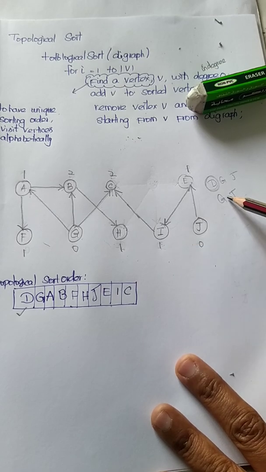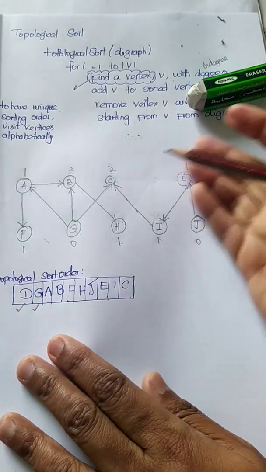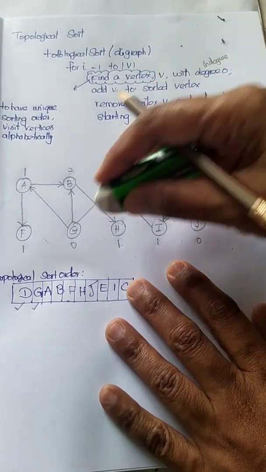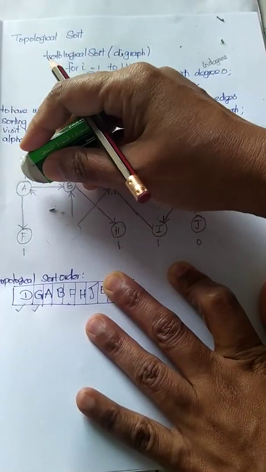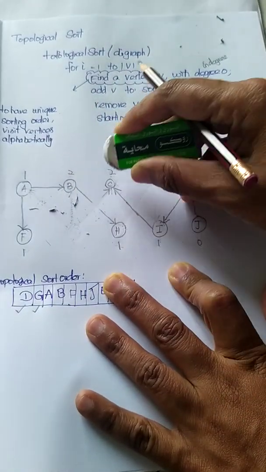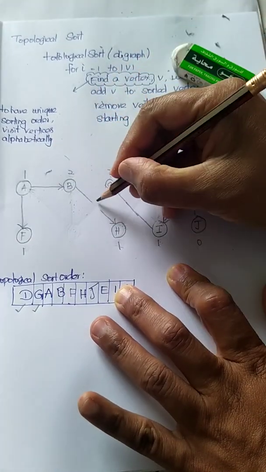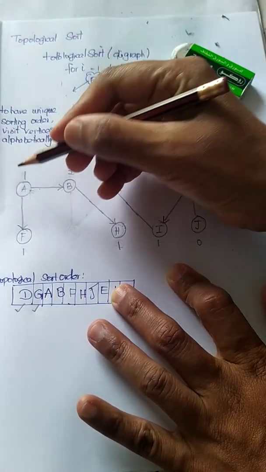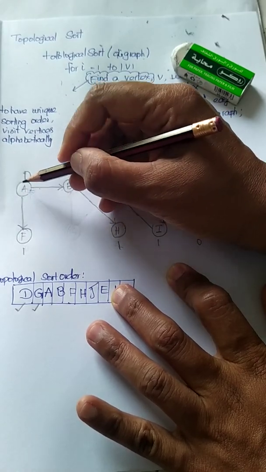So in alphabetical order, you pick the vertex G. Visit that vertex. Okay. Remove G from the graph, also its associated edges. So when I remove the associated edges, what is the in degree of A now? 0. There is no incoming edge.